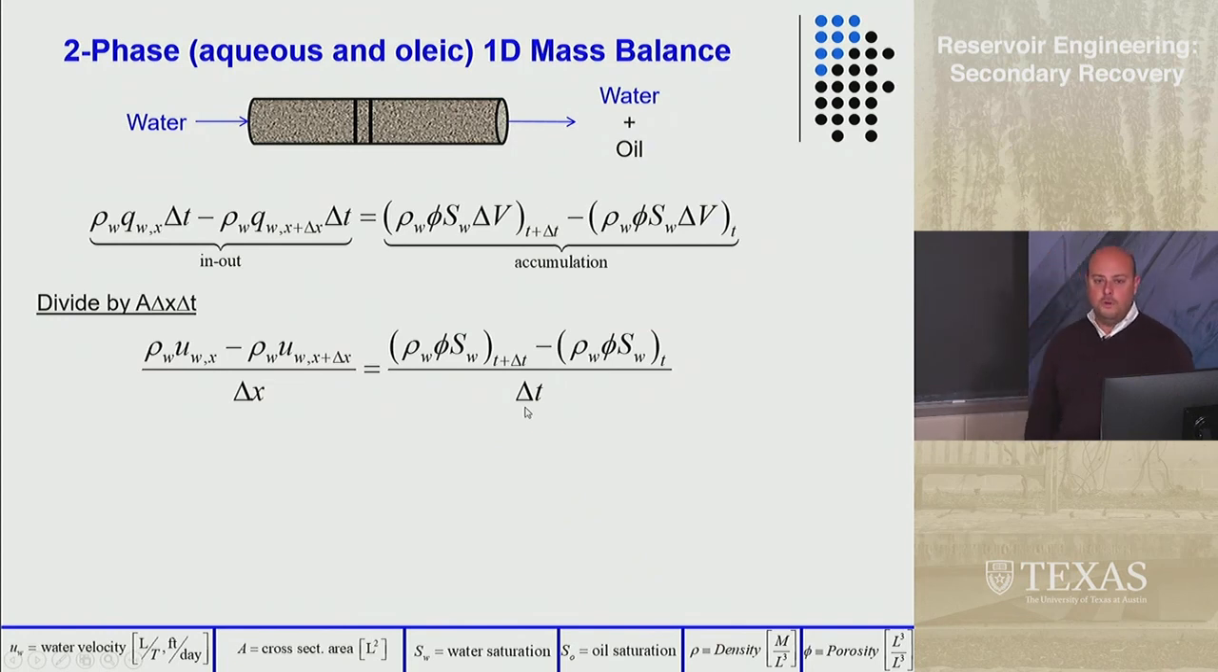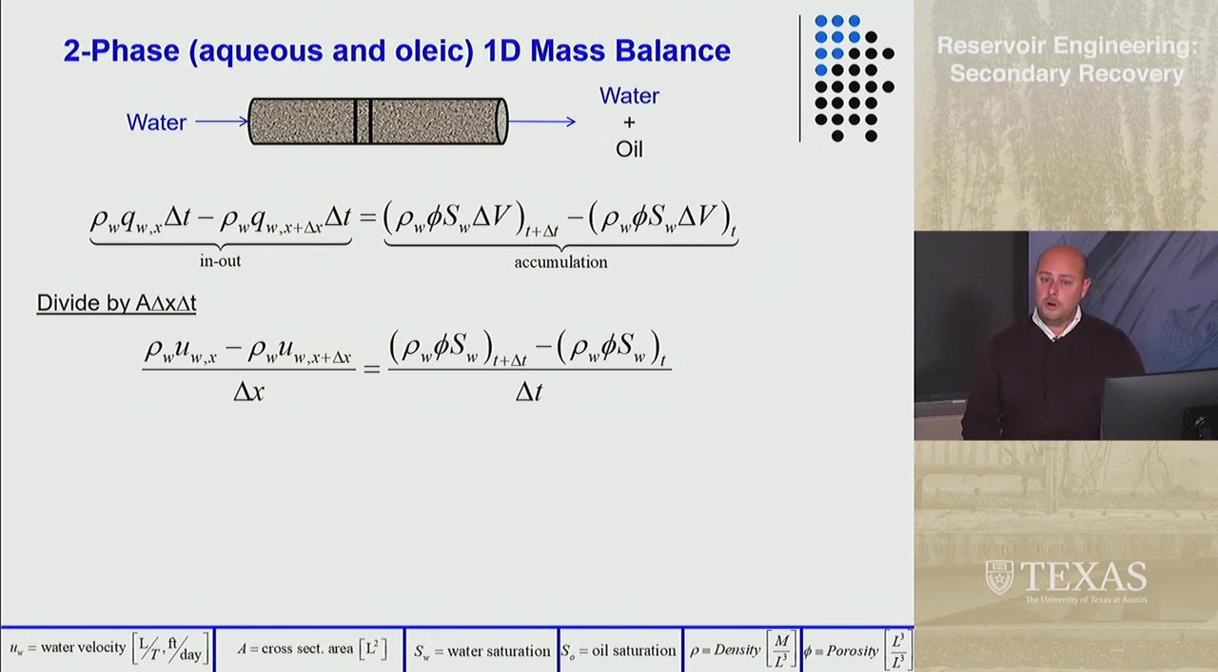Now I mentioned before that delta X and delta T could be any size. They could be really small or really big. We're going to make that control volume very small. We're going to make it so small that we're going to take the limit as delta X goes to 0, and we're going to take the limit as delta T goes to 0. And we recall from our calculus class that when you have these difference equations, as the limit as the denominator goes to 0, we're left with a derivative.